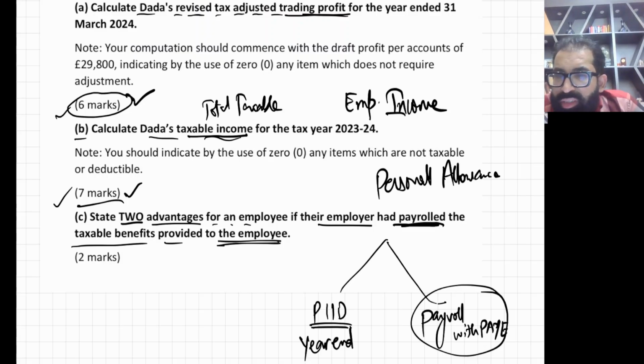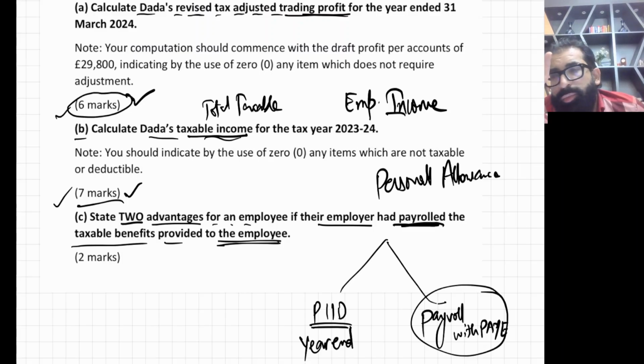Okay, so what are the benefits of this payrolling if the employer is paying your tax every month? The first benefit is that at the year end you don't need to pay extra tax. Otherwise, if you don't pay tax on non-cash taxable benefits every month, then at the year end you need to calculate and pay extra income tax liability, ITL.